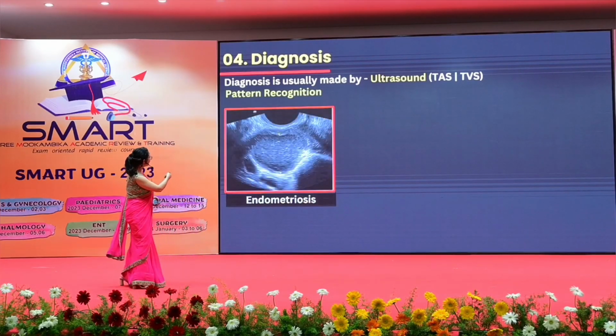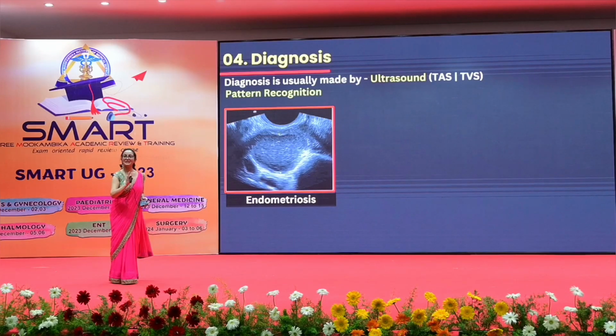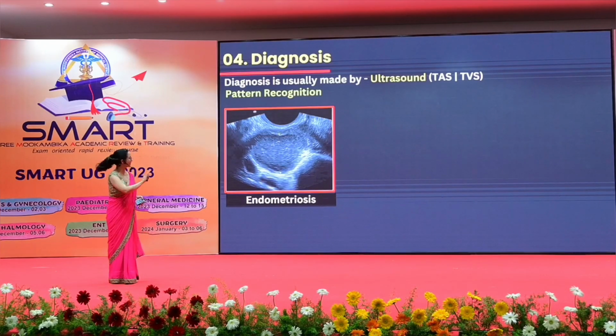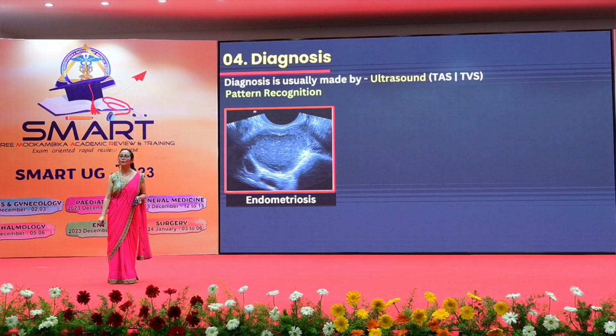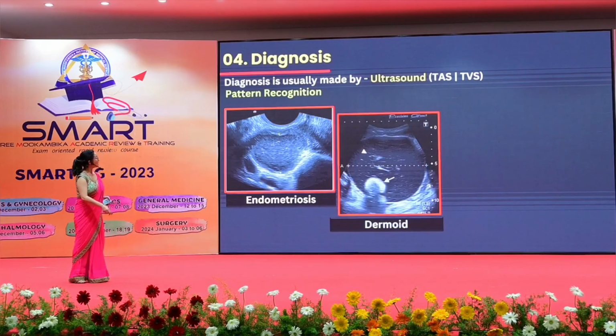Okay? So the first mass, this appearance is called ground glass appearance. Like you have ground the glass and put it there. This is typical of endometriosis. What is this called? Say it with me. Ground glass appearance.